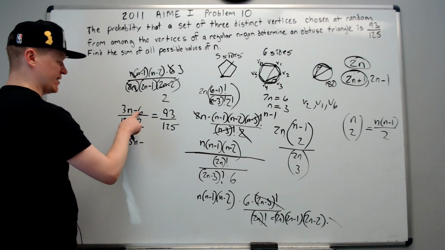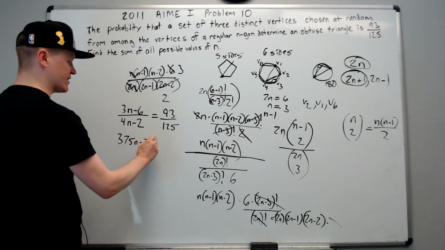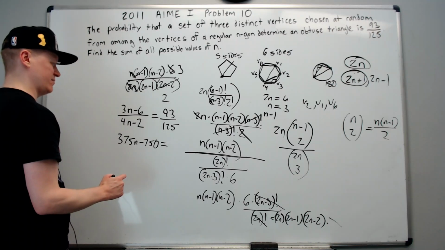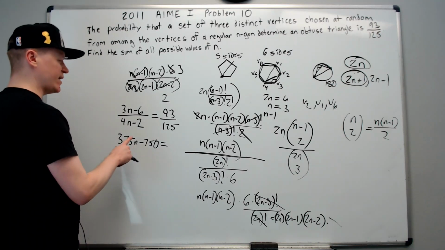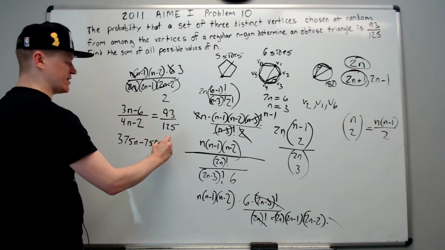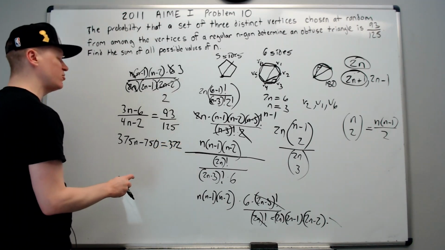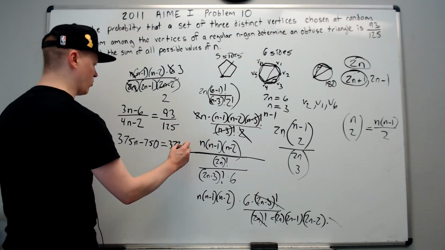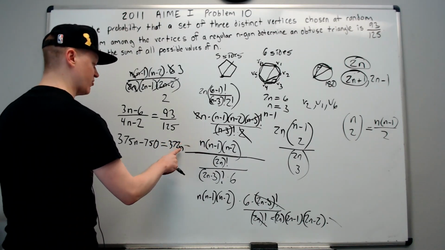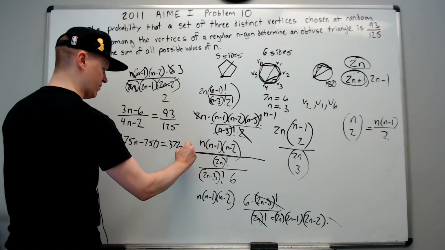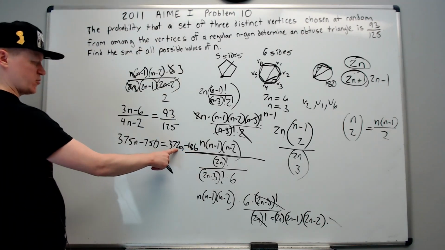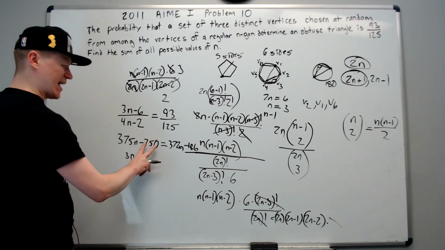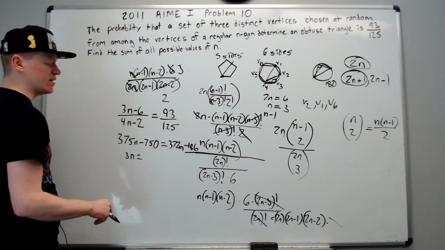375n minus 750 equals, oh, yeah, I guess that's true, equals 93 times 4n, which is 372n, and 93 times negative 2 is negative 186. So minus 186. We're going to move 372n over here to get 3n, and we're going to add 750 over here.